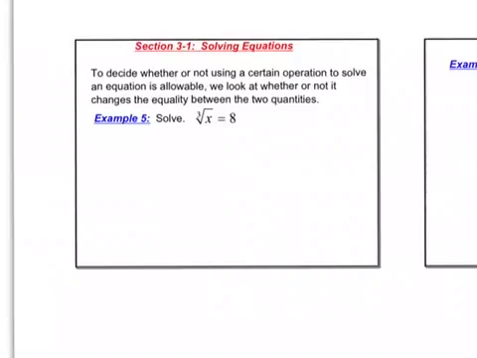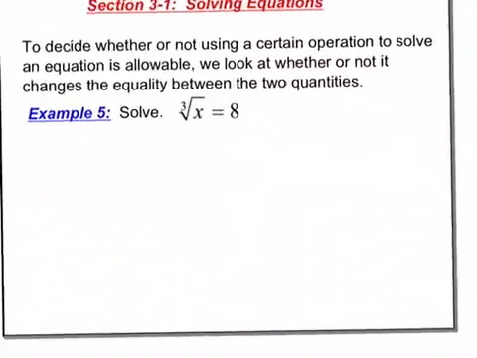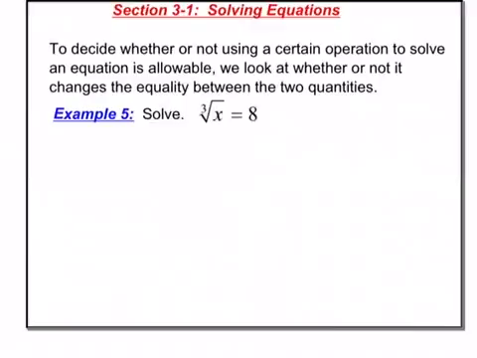So before we start example 5, there was a comment in the textbook. It says, what other operations can we use to solve equations? This one says to decide whether or not using a certain operation to solve an equation is allowable, we look at whether or not it changes the equality between the two quantities. So we're starting with a statement that says the cube root of x is equal to 8. So that's an equality statement saying that these two expressions are equal to one another.